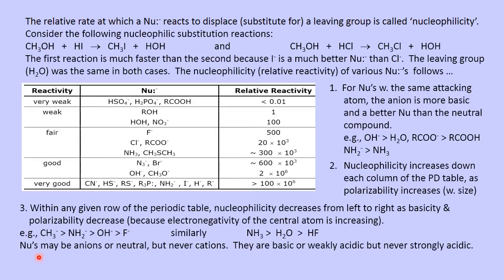So, nucleophiles may be anions or neutral. If you look through the group here, you see anions and neutral atoms, but never cations. They are basic or weakly acidic, but never strongly acidic. So these nucleophiles, many of them are strong bases, some are weak bases, some are neutral, and even some weak acids up here, but never strong acids. And just a simple but important rule to realize is that all strong bases are good nucleophiles. If it's a good electron donor, it's a good electron donor.